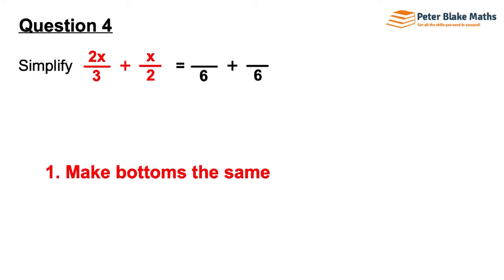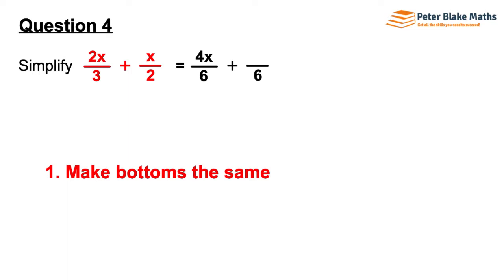Now we ask ourselves, what have we done to the bottom? And we must do the same to the top. For that first term to turn into a fraction with a 6 on the bottom, we would have had to multiply that bottom 3 by 2. So let's multiply the top 2x by 2. So let's do the same to the top there. So 2x times 2 makes 4x.